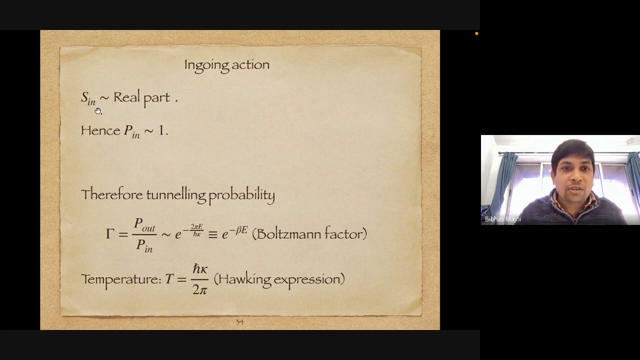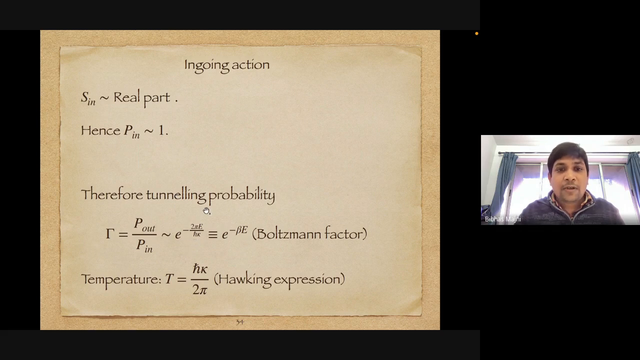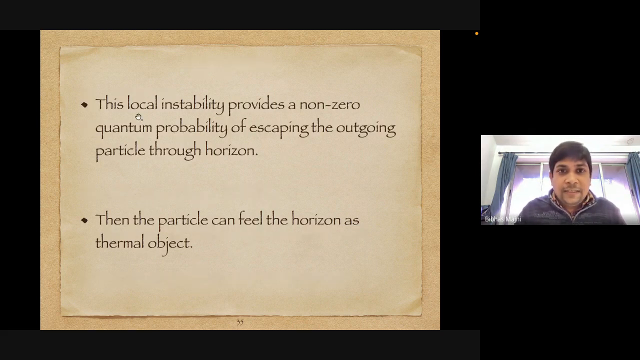Then for the ingoing mode, you will see that the probability is almost very near to one. Therefore the tunneling probability, which is the ratio of these two, the outgoing probability and ingoing probability, comes out to be the Boltzmann factor, and you can compare with the Boltzmann factor and find out the temperature. So it says that this x equals to zero, where the momentum is divergent, the instability point, gives you some tunneling probability, which tells you that there is a temperature associated with the horizon. So this local instability provides a non-zero quantum probability for the outgoing particle to escape through the horizon, and then the particle can feel the horizon as a thermal object.